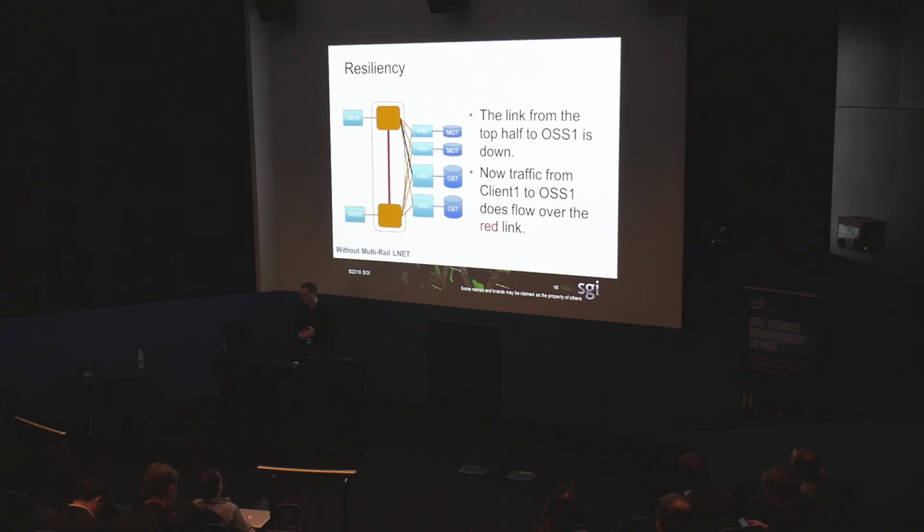So if an OSS loses a connection to one of those fabrics, now the traffic that needs to go to those set of OSTs that are managed by that OSS, by OSS1 in this configuration, will now have to go across that red link. So if we've got a large number of clients that need to access data within those OSTs, all of a sudden we're sending all of that traffic across that interlink connection. So that could be a potential bottleneck within the configuration.